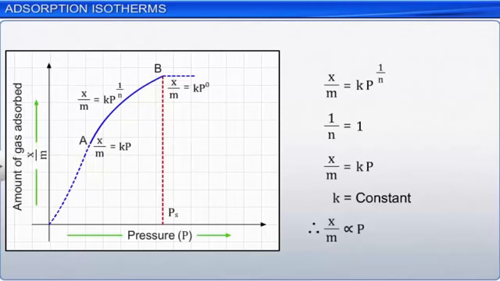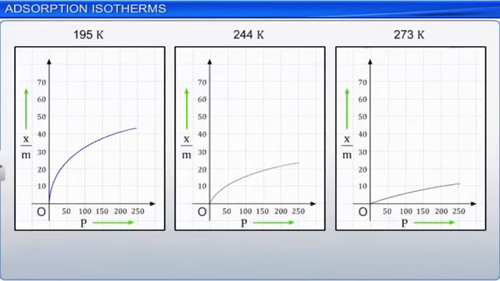If you compare the adsorption isotherms for a gas at different temperatures, you will observe that at a particular pressure, there is a decrease in physical adsorption with an increase in temperature.